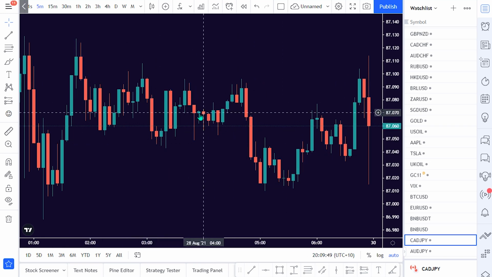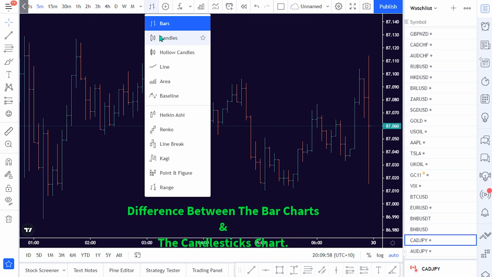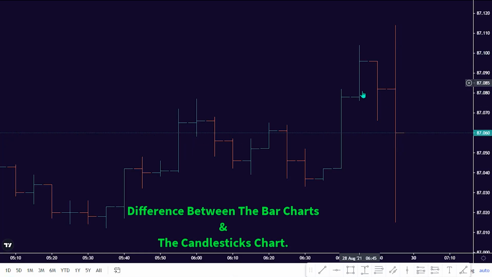In this short video, you will get to know the difference between the bar charts and the candlesticks chart. The bar chart is the Western representation of the movements of price chart. It is created using the information set by price through the opening, closing, high, and low of price in the market. This price presentation technique focuses on the highs and lows of the current bar compared to the previous bar.